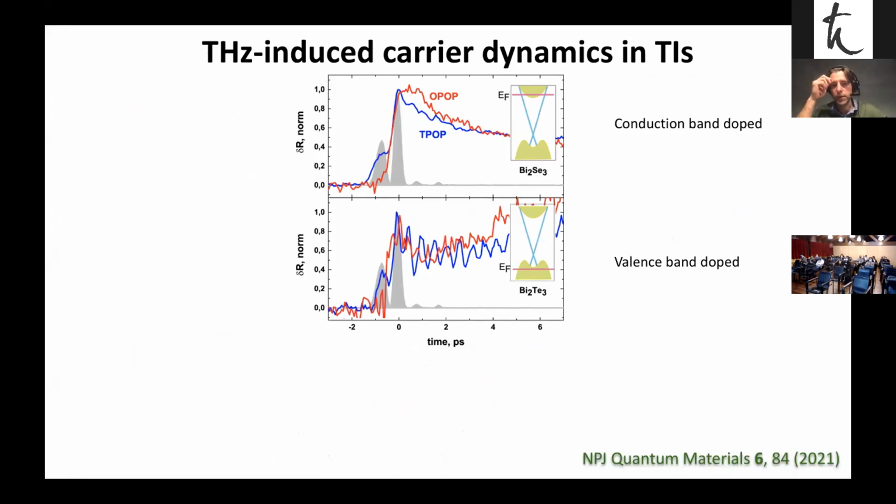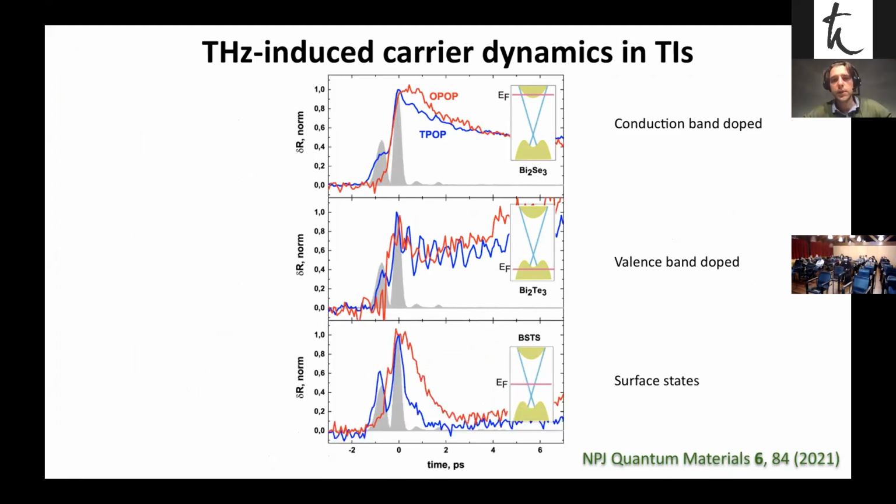And people have already studied this, especially for bulk doped TIs. So bismuth selenide and bismuth telluride, where one is valence band doped and the other one has the Fermi energy in the conduction band. And you see quite long-lived signals. You also see in the case of the telluride some phonon coherent oscillations. But these charges are quite long-lived. And that is because in this case, you're also generating charges from the bulk.